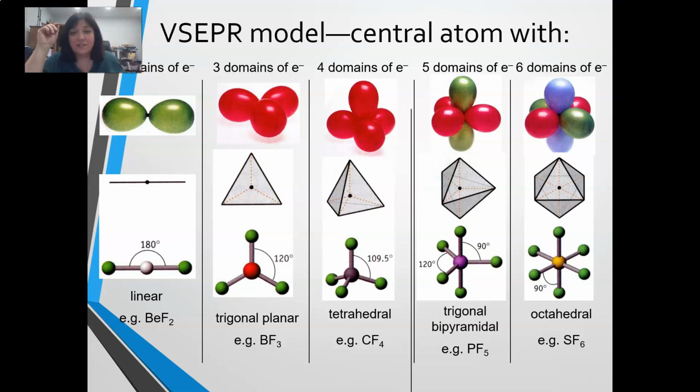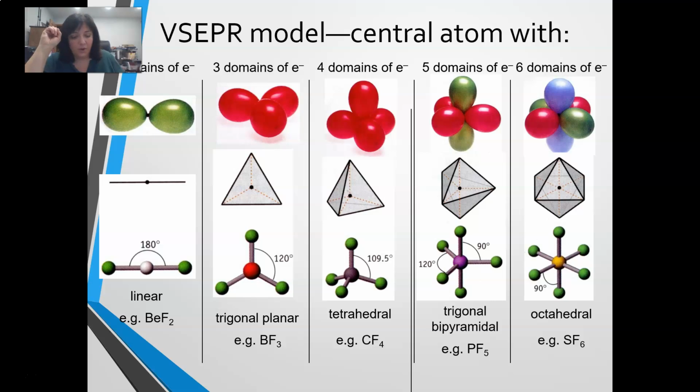Things get a little bit more exciting when you get into 3 domains. Now we have a flat structure with 120-degree separation between the 3 domains. That's as far apart as you can get 3 things. If we move on to 4 domains, you get that tetrahedral shape that we saw so often last year. Now we're down to 109.5 degrees, and yes, you need to know bond angles. That's something that AP frequently talks about. So there's our 4 domains. You can get 4 things 109.5 degrees apart.